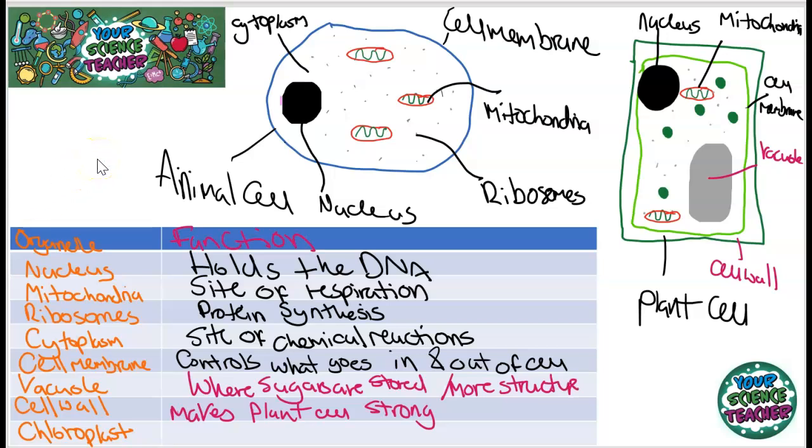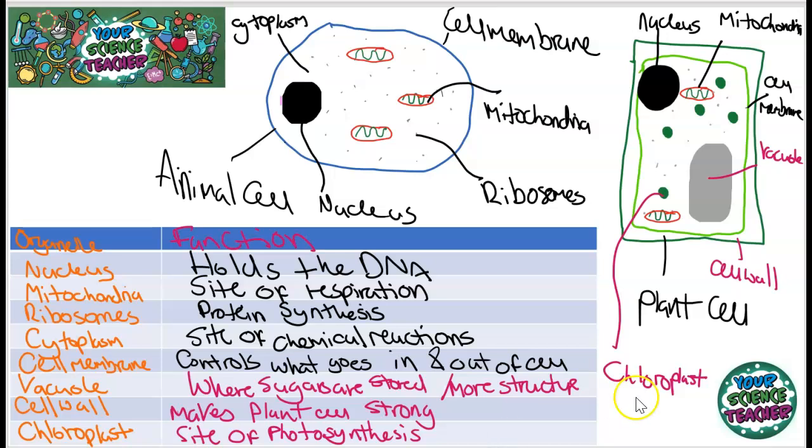And the last organelle we're going to look at is this green one, which is known as the chloroplast, and this is the site of photosynthesis. So the chloroplast contain chlorophyll, which absorb the sunlight, and they use that energy to convert water and carbon dioxide into oxygen and glucose, which they then use for respiration.